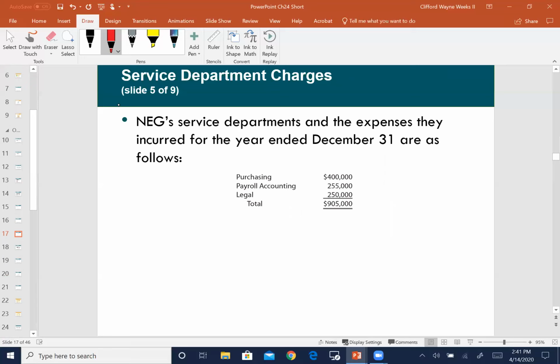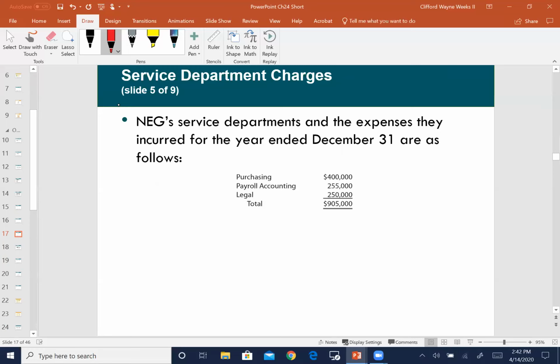If you remember back when we talked about factory overhead and the allocation of factory overhead, one of the things that we did is we looked for cost drivers, things that made our factory overhead go up, or things that drove it. And in our case, we actually used direct labor hours. So if you look at these areas, we have a purchasing department, let's just say it's down in Indianapolis, that incurs, for the total organization, in this case NEG's total organization, both departments, a cost of 400,000.